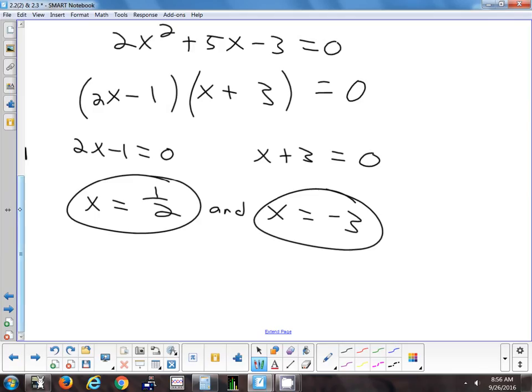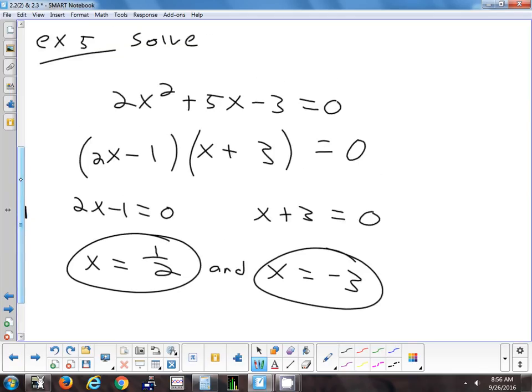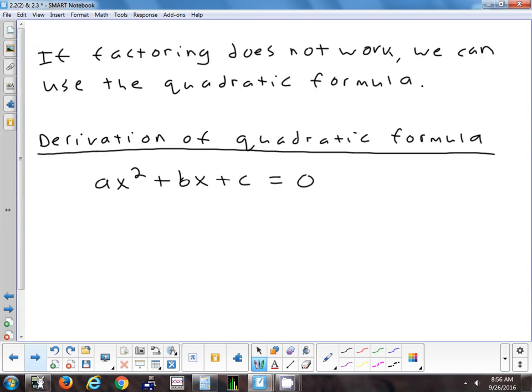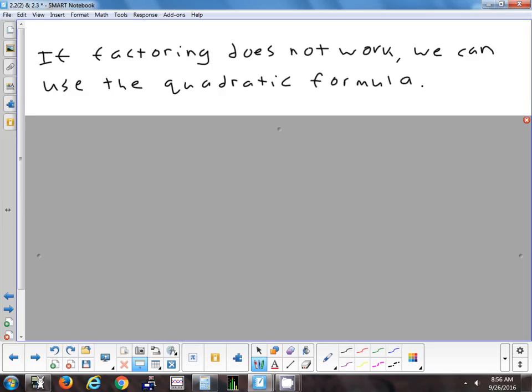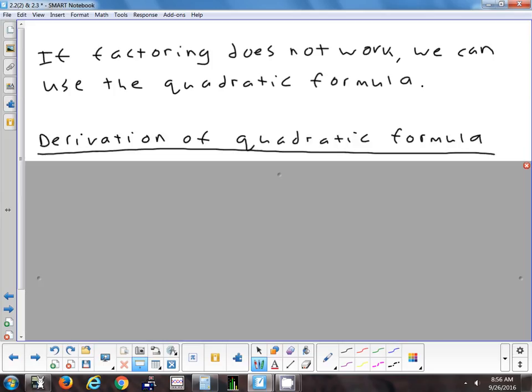Okay, so when you can factor, that's usually the fastest way. There's not that many steps involved, and you get the answers pretty quick. When we can't factor, that's when we can use a different formula called the quadratic formula. But the quadratic formula is really based on another method. What's the other algebraic method we had besides factoring and quadratic formula? Completing the square. That's all that the quadratic formula really is. It's completing the square.